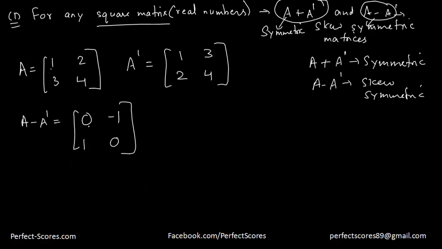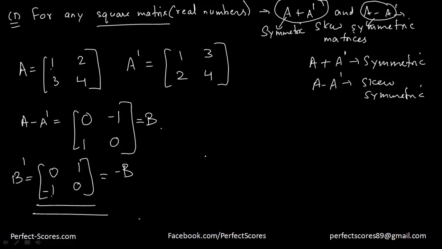So the transpose of this matrix, let's suppose this is equal to matrix B. So the transpose of B is going to be equal to 0, negative 1, and 1 and 0. That will actually be equal to negative of B. You can clearly see negative of B is equal to this.